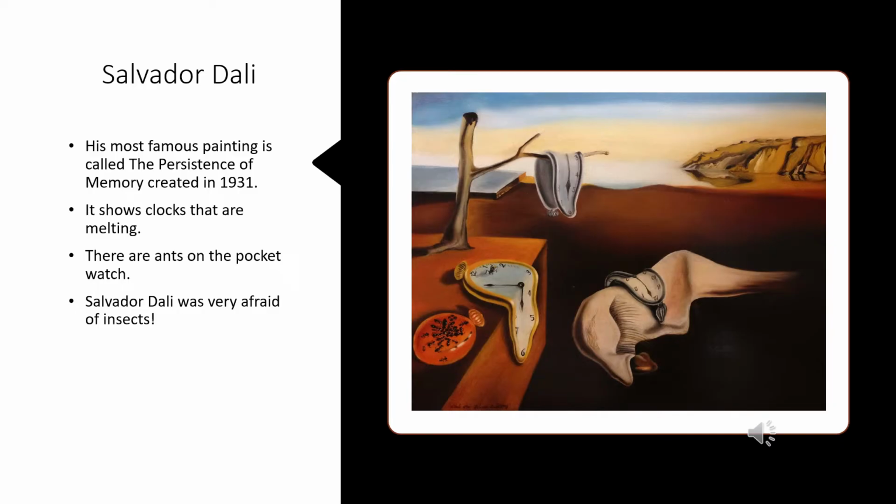Salvador Dali created many famous paintings. His most famous painting is called The Persistence of Memory, and it was created in 1931. It shows clocks that are melting. There are ants on the pocket watch. Salvador was very afraid of insects.